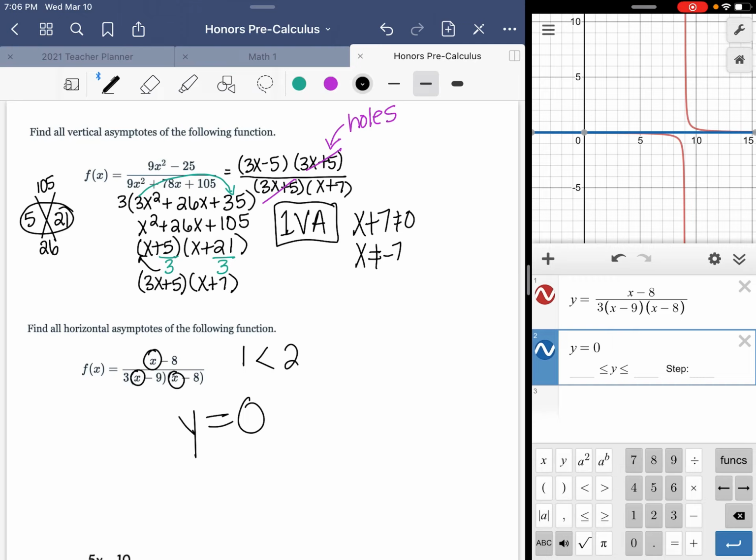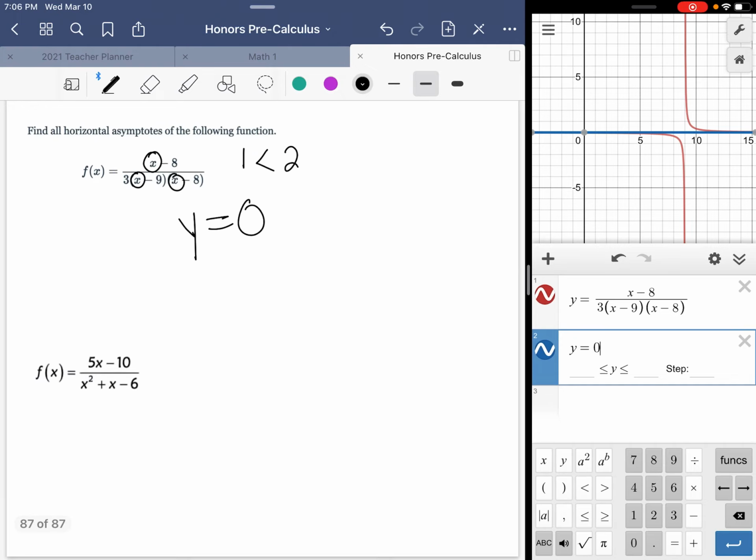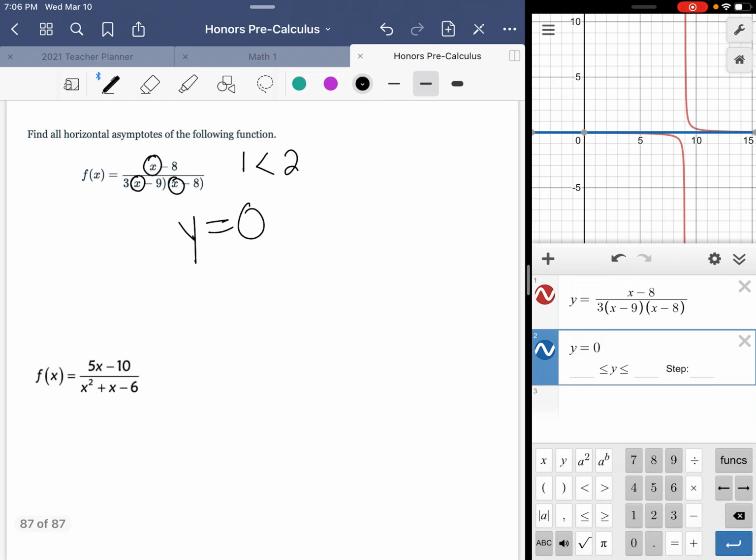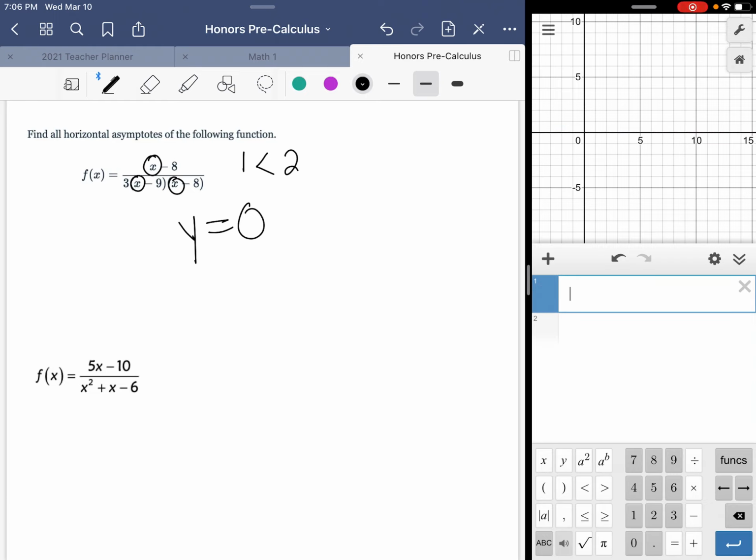So you don't necessarily have to multiply it out. You just have to compare how many x's you have, which is going to tell you what is your highest degree.